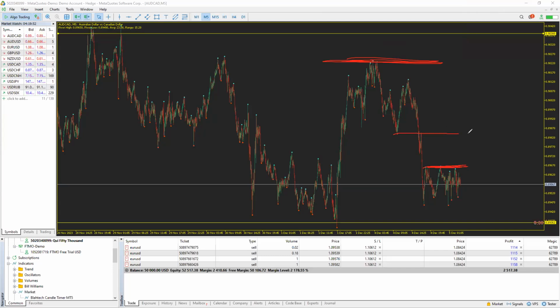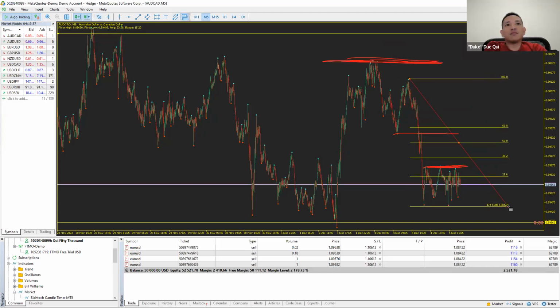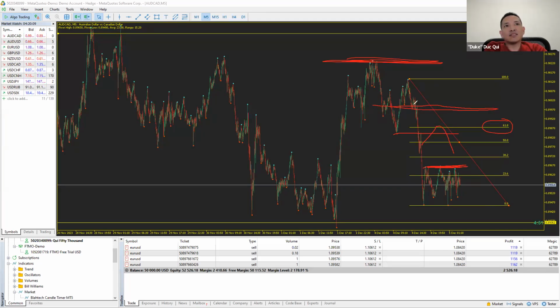All right, and the other thing you can do is fib. If you fib this, then it makes total sense because look, this is 62. So it might go past this a little bit and come back. And it might even go to 78 right here.